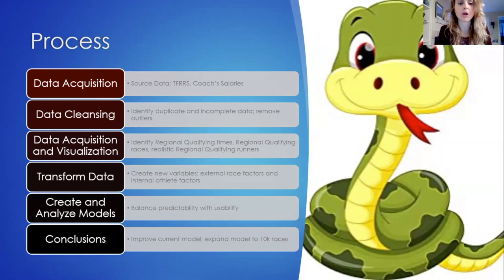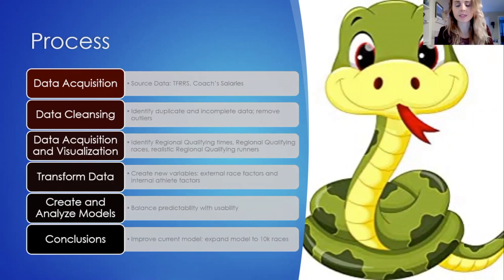In analyzing my models, I needed to balance the predictability, how accurate was the model, with the usability. I needed to build a model that was simple and I could communicate to coaches in such a way that they would see the value and want to use it on their own athletes. This led me to my conclusions. How could I improve the current model? And can we expand this model to other events such as the 10K?